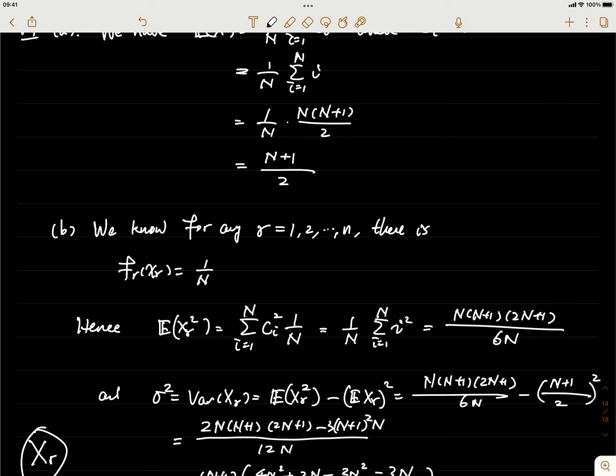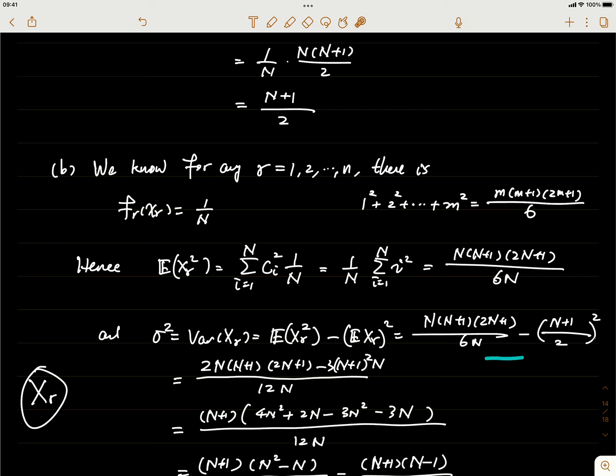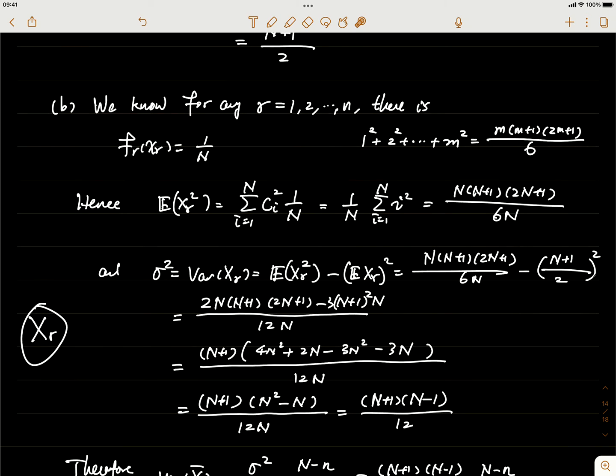We know that formula: 1 squared plus 2 squared, all the way to m squared, equals m times m plus 1 times 2m plus 1, divided by 6, for any integer m. So that is the second moment, which is this guy. The variance is just the second moment minus the square of the first moment. The second moment is something I just copied down, and the first moment is something we computed here, and we need to square it. So now I just need to calculate the difference of these two. After some calculation, you reach this guy. So this is the variance of the XR, the rth selection.